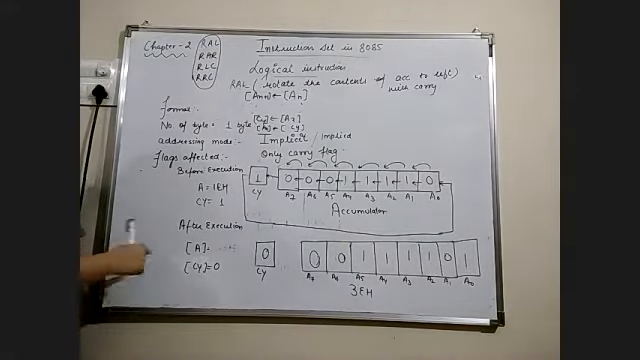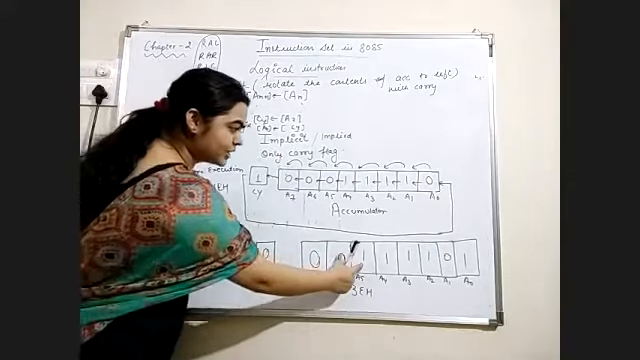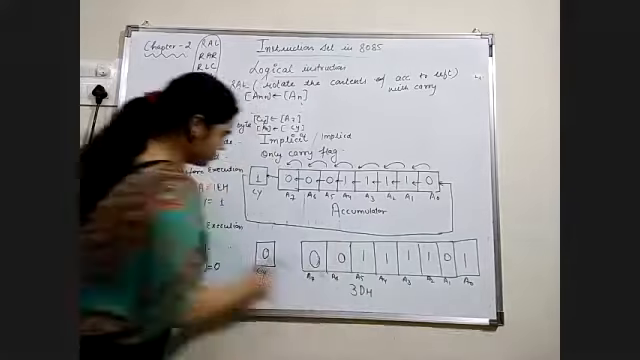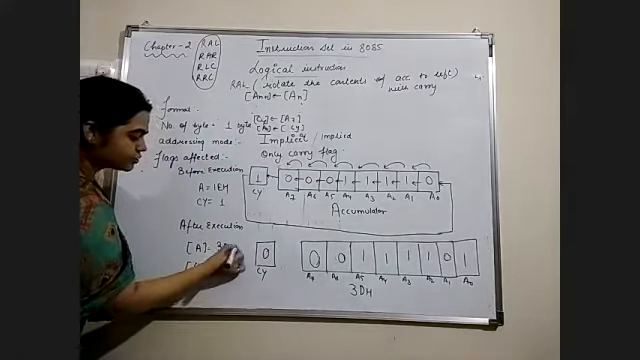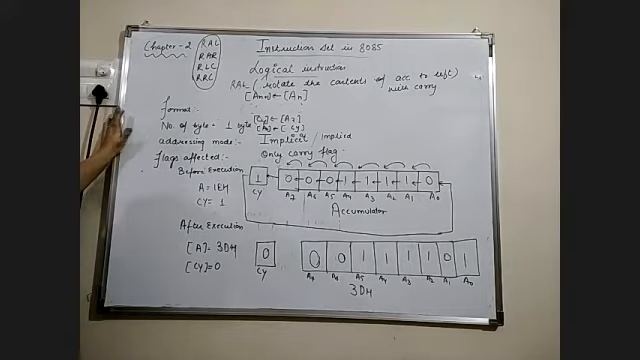According to this, after the execution, in the carry flag we have value 0, and in the accumulator after the execution, what will be the value? This value is 3, and 1101 is 3DH. So after the execution, the accumulator is having value 3DH. So this is the meaning of this instruction, that is RAL. Okay, so is it clear? So this is about RAL.